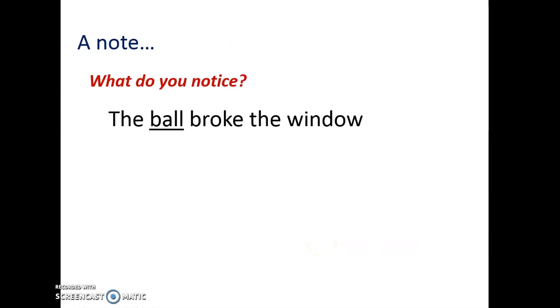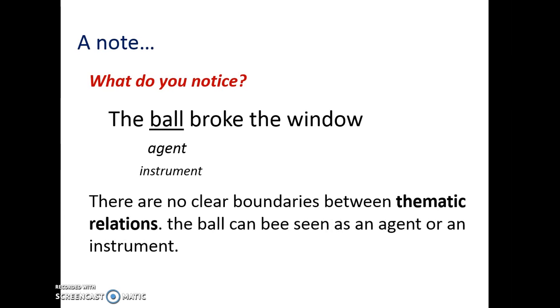So did you notice something in this example? The ball broke the window. The ball is an agent here, and the ball could also be an instrument. So there are no clear boundaries between thematic relations. The ball can also be seen as an agent or an instrument. This clarifies the point that always caused some confusion to the students: there are no clear boundaries between thematic relations.